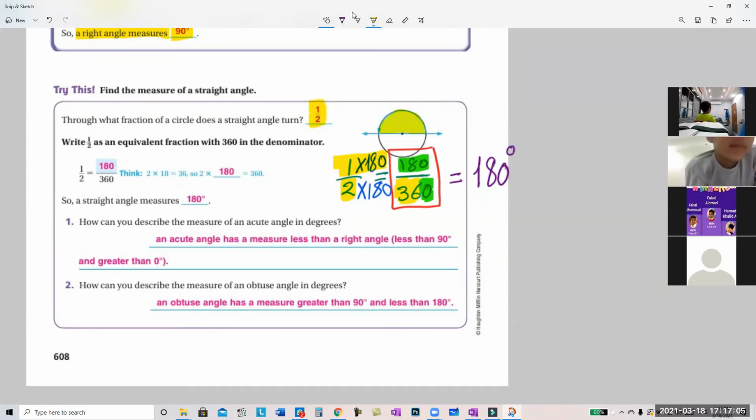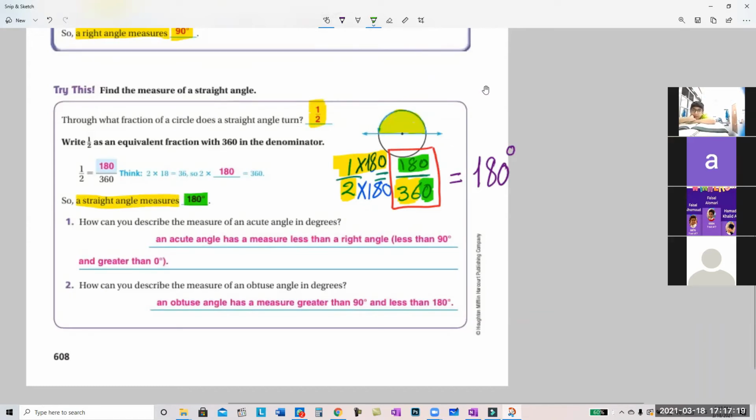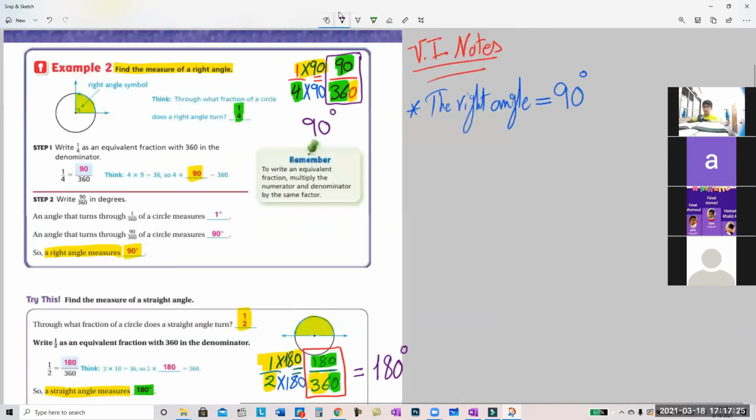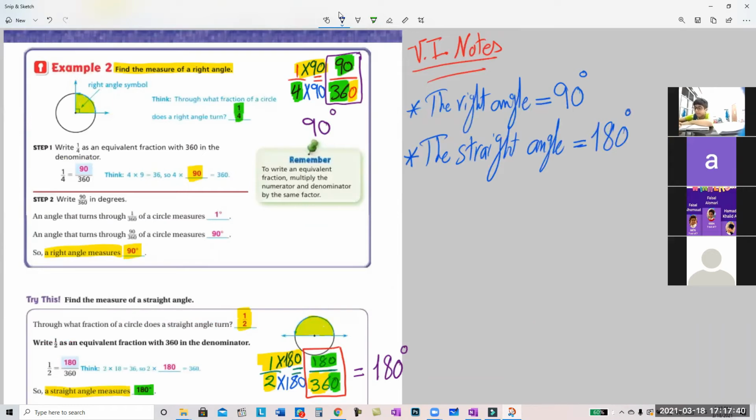So what do you think about this straight line? It's a straight angle, right? Yes. So the straight angle here measures 180. Okay, so let's go back to our notes here. Important notes, guys: the straight angle equals 180 degrees.